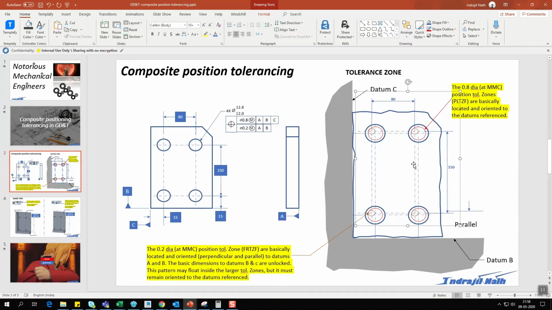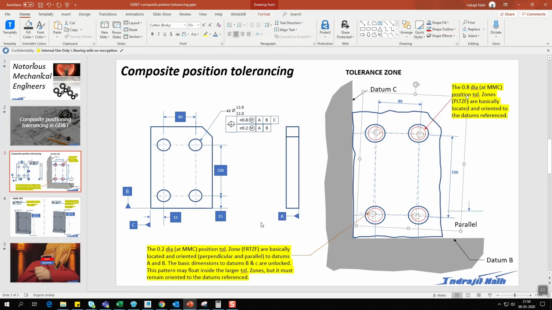Yeah, if you see over here, I can move this. Okay, I can move this anywhere I want within, but it will be inside this red color tolerance zone. It won't go anywhere else. This is also called a tightening feature. Okay, this actually tightens this 0.8, and it actually maintains the perpendicularity and the parallelism to datums.